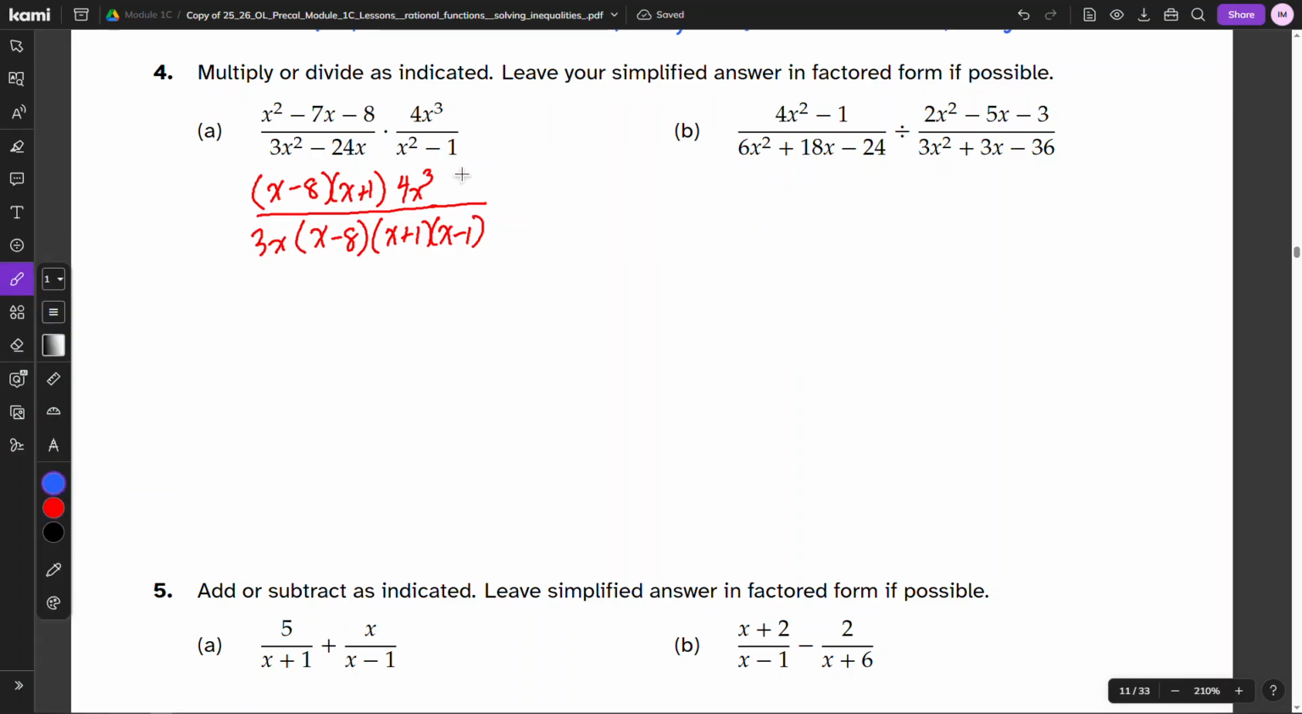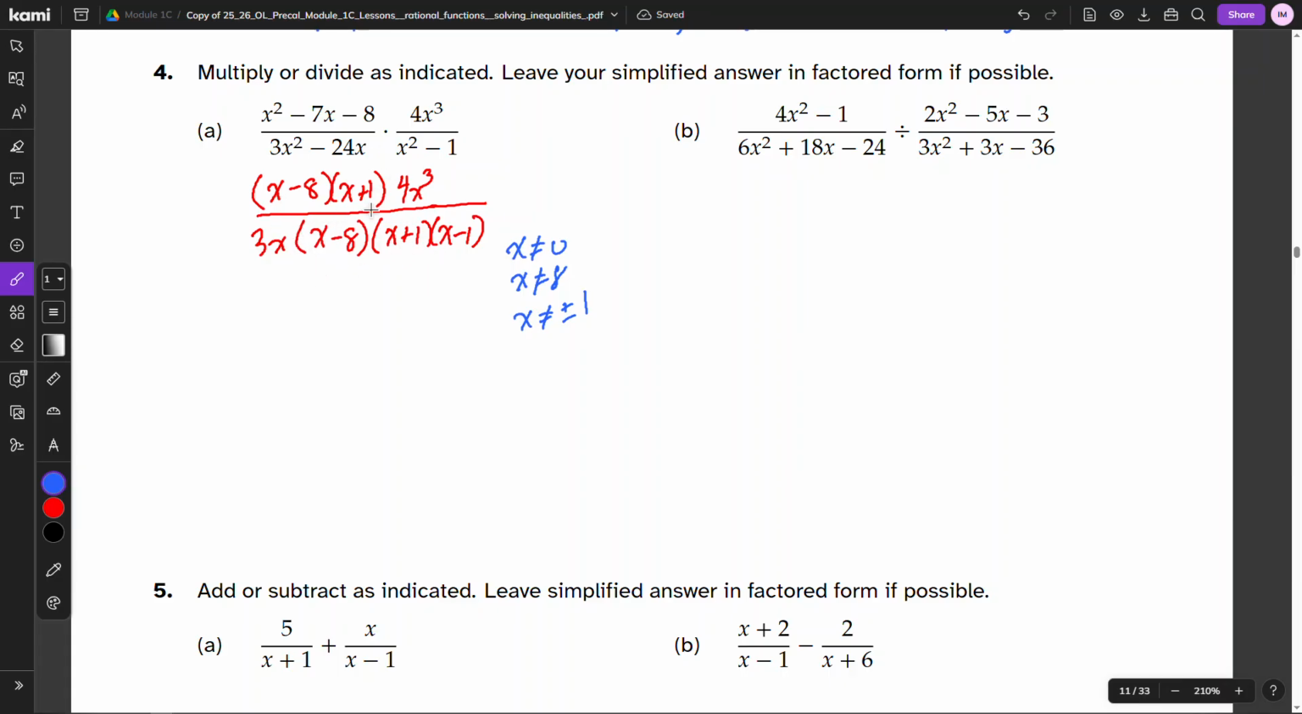And in my factored form, I would know that x cannot be 0, x cannot be 8, and x cannot be plus or minus 1. All right, so that's the restrictions on the values of x because I don't want the denominator to be 0.